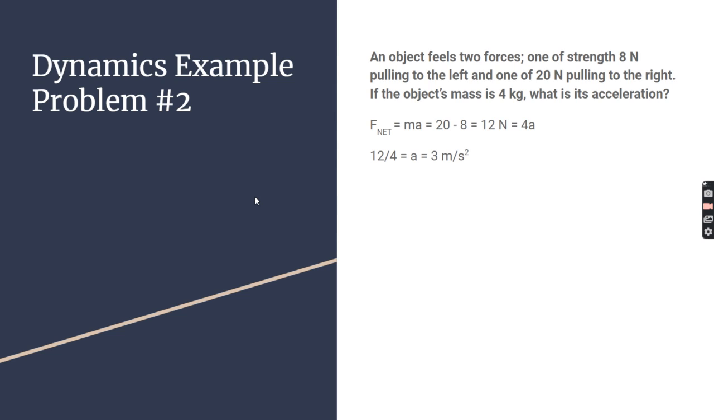The next one is even easier. An object feels two forces, one of strength 8 newtons pulling to the left and one of 20 newtons pulling to the right. If the object's mass is 4 kilograms, what is its acceleration? So you write F equals ma, and then you have two forces, so equals 20 minus 8, and it's 12 newtons is the net force. So that equals 4 times acceleration. You divide both sides by 4 to solve for acceleration, and it equals 3 meters per second squared.